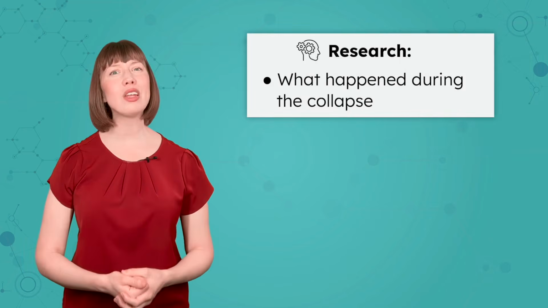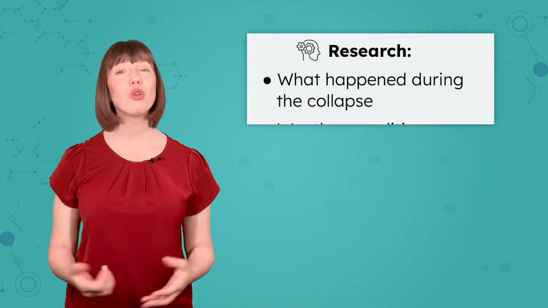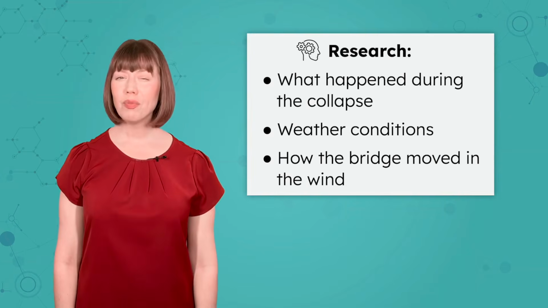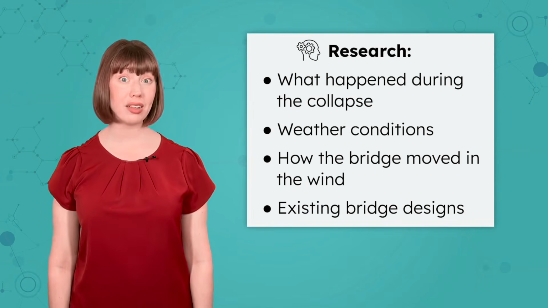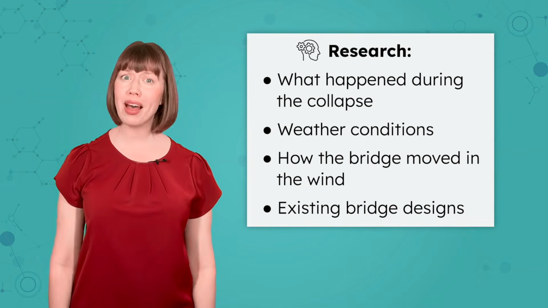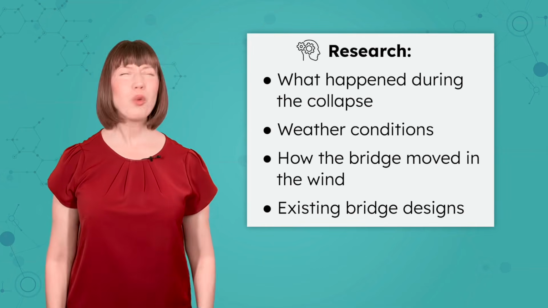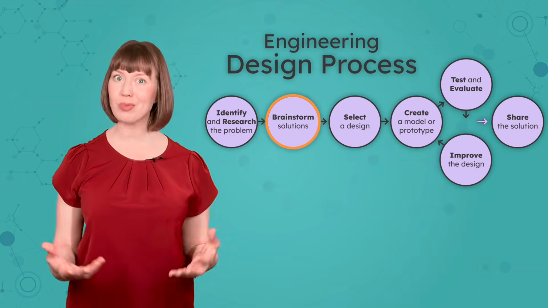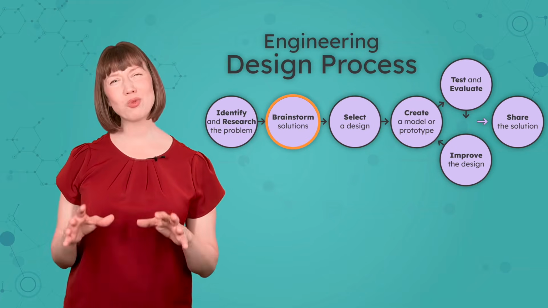The engineers studied what happened during the collapse, reviewed weather conditions, and examined how the bridge moved in the wind. They also looked at existing bridge designs to understand what had worked well in the past for windy conditions. With a clearer understanding of the problem, engineers began to brainstorm possible solutions. There wasn't just one idea.